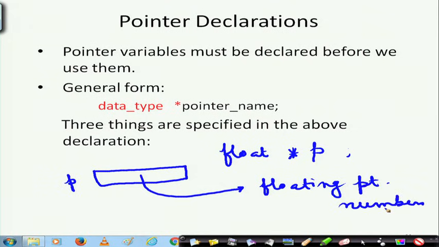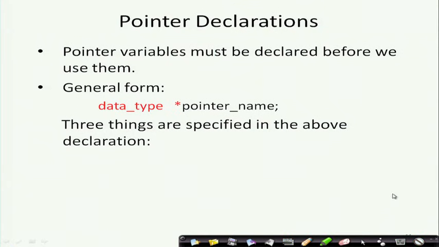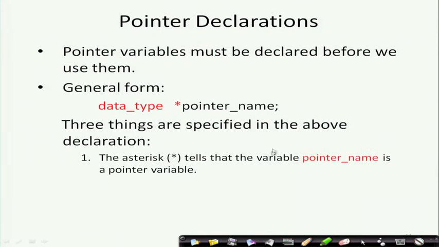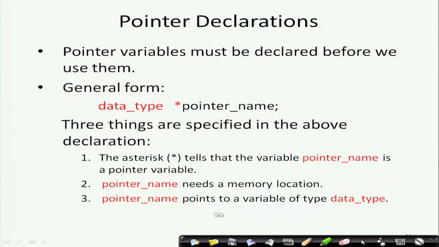All right. So, three things are specified in this declaration. One is that the star tells that the pointer name, or P, whatever you call it, is a pointer variable, not a normal variable. The asterisk is telling that it is a pointer variable. Pointer name is a variable, therefore, it needs a memory location, and pointer name points to a variable of the specified data type. So, these three things you must remember when you are handling a pointer.